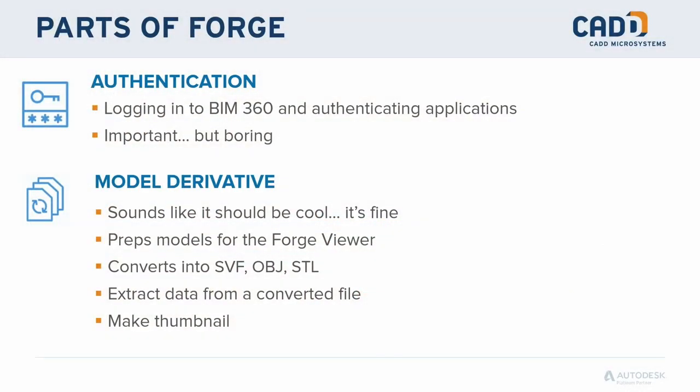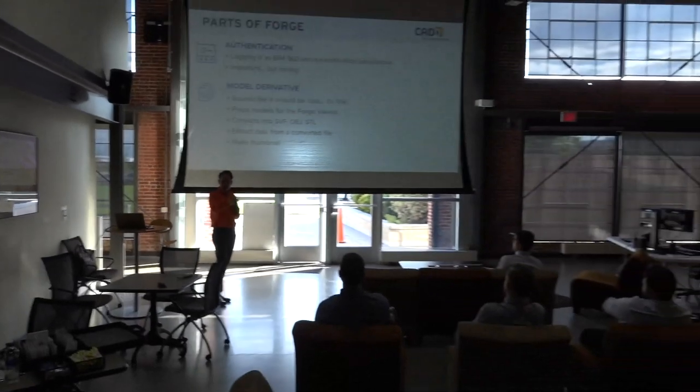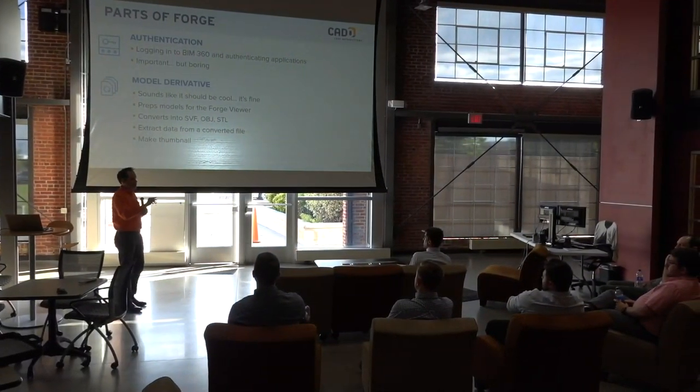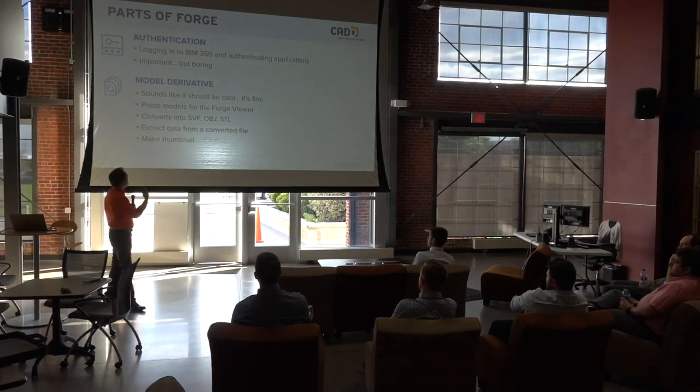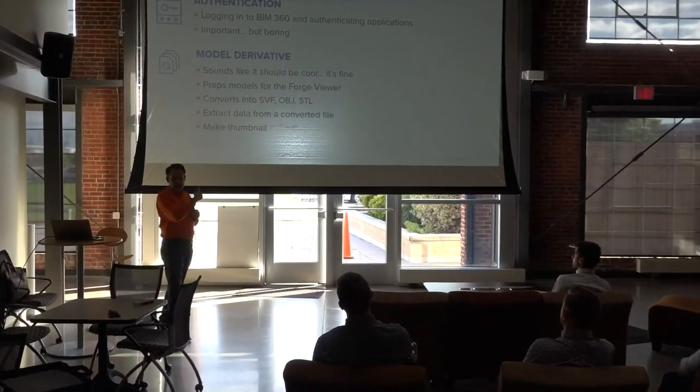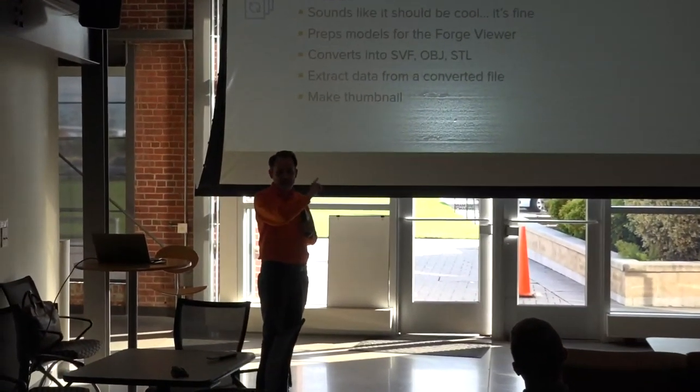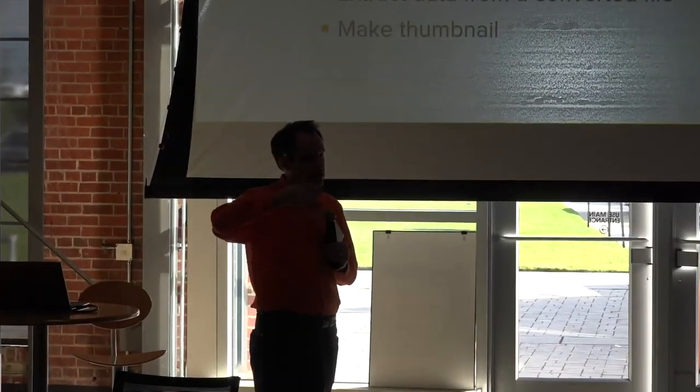Model derivative has a really cool name, but it's not very exciting, frankly. This will convert some files to a couple other formats. So who has projects up on BIM 360? Who's accessed projects and files? And you know when you click on the model and you get that interface in there, that is not the native Revit file. That is not the native STL. That has been translated with the model derivative API to an SVF file format. So that viewer is its own format, and model derivative is what takes your original file and puts it in that format. Now with that, I can write my own software that does it then.